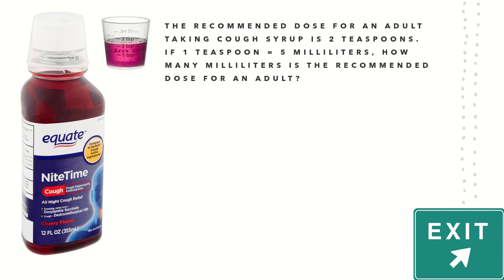Okay, so here's your exit ticket to wrap it all up. I would pause and try this all by yourself. When you get your answer, then hit play and compare it with what I do. Okay. The recommended dose for an adult taking cough syrup is 2 teaspoons. So you see that here. They always give the dosage on the back. So for an adult, they should fill this cap halfway up. That would be 2 teaspoons, and that would be the correct amount to take.